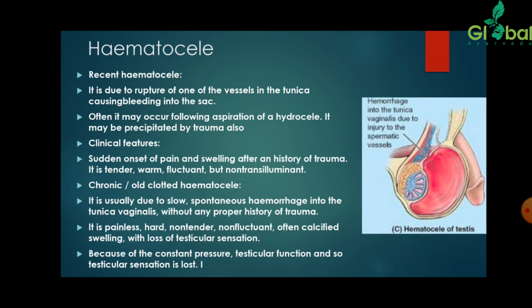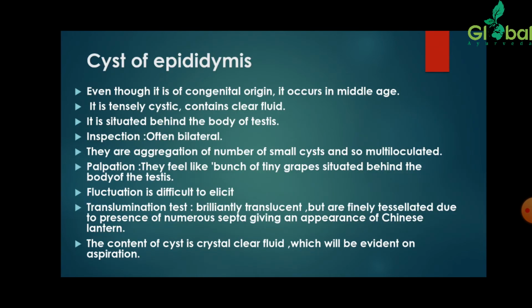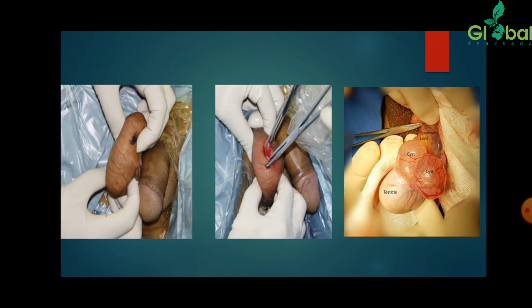Cyst of epididymis. Even though it is of congenital origin, it occurs in middle age. It is tensely cystic, contains clear fluid. It is situated behind the body of testes. Inspection: often bilateral. Palpation: they feel like a bunch of tiny grapes situated behind the body of testes. Fluctuation is difficult to elicit. Transillumination test: brilliantly translucent but finely tessellated due to presence of numerous septa, giving an appearance of Chinese lantern. The content of cyst is crystal clear fluid, which will be evident on aspiration. This is the picture of cyst of epididymis. See, the multiple cysts are present.